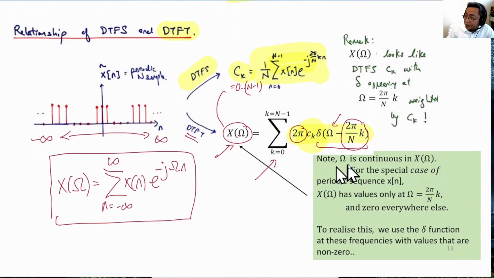In the next slide, we'll convince you why this representation is the correct representation for the DTFT.